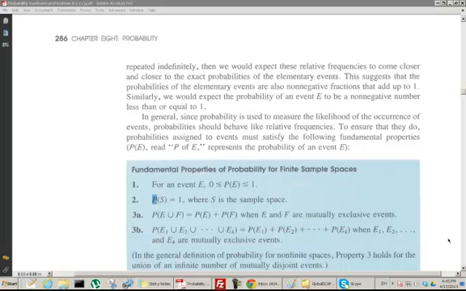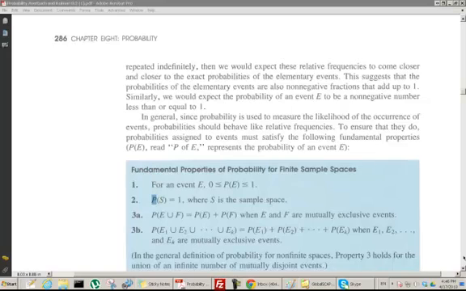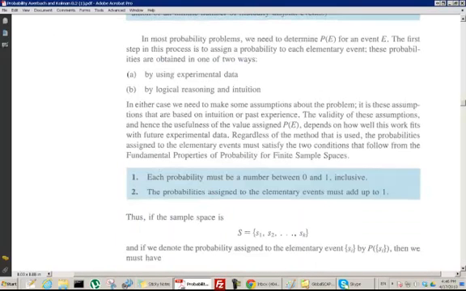Okay, in the last video we said that a probability measure must satisfy these three conditions, but that still gives us a lot of latitude, a lot of freedom, in terms of how we can choose probability. So you'll see what I mean in a minute. Okay, so they say in most probability problems we need to determine the probability of an event, E. That's usually what you're interested in, knowing the probability for some event.